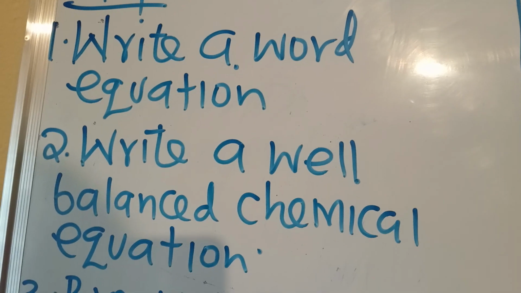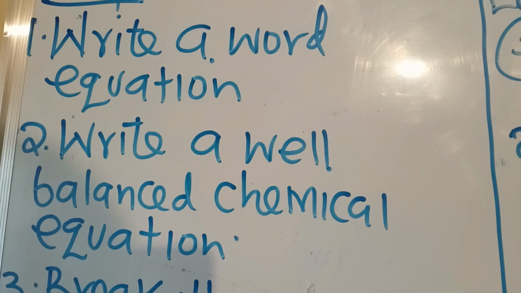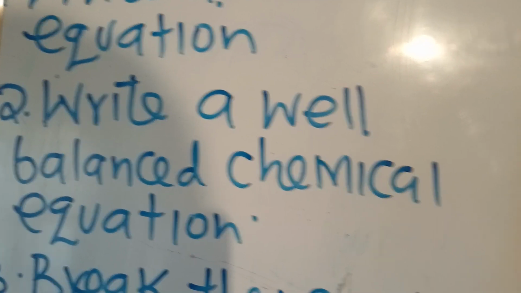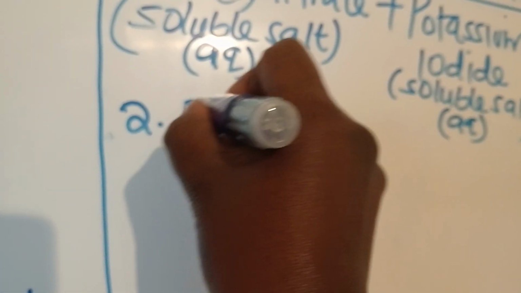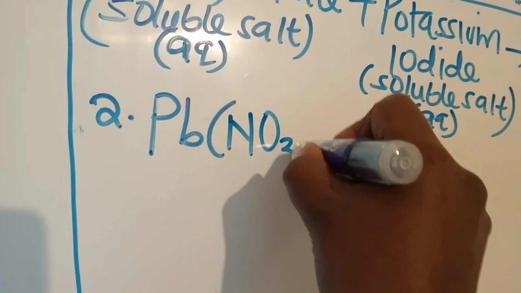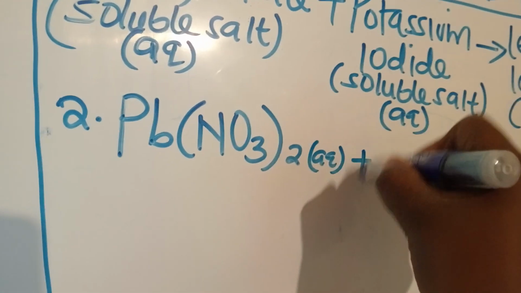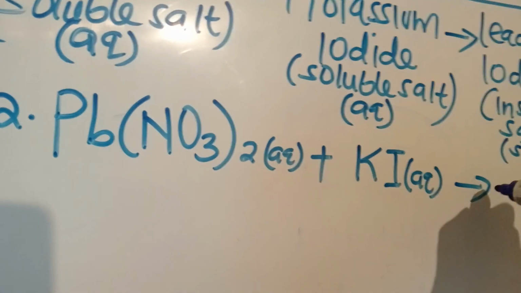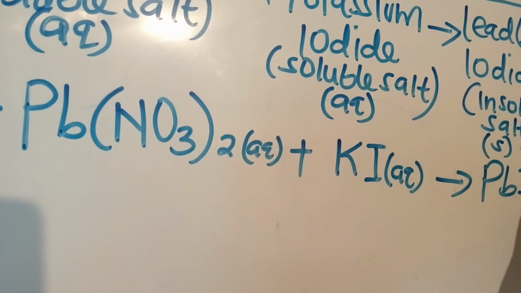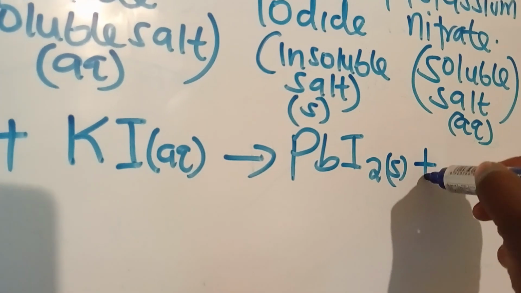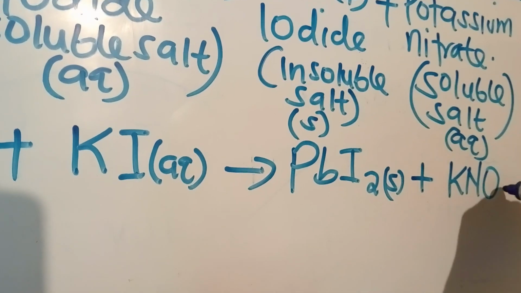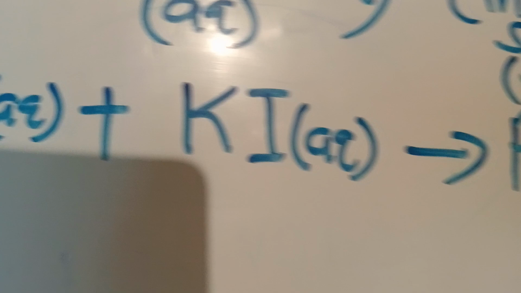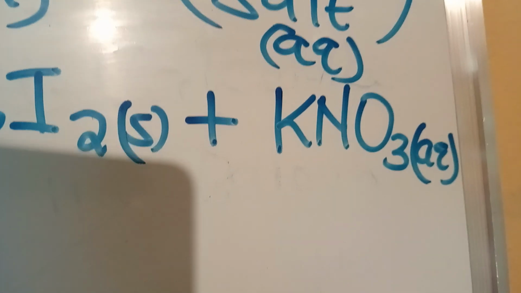In the steps, the second one, you are supposed to write a well-balanced chemical equation. If it is a chemical equation, then chemical symbols are used. So we write the formula of lead 2 nitrate aqueous plus potassium iodide aqueous to get lead 2 iodide solid. Then potassium nitrate is also aqueous. Lead 2 nitrate, potassium iodide, lead 2 iodide, potassium nitrate.